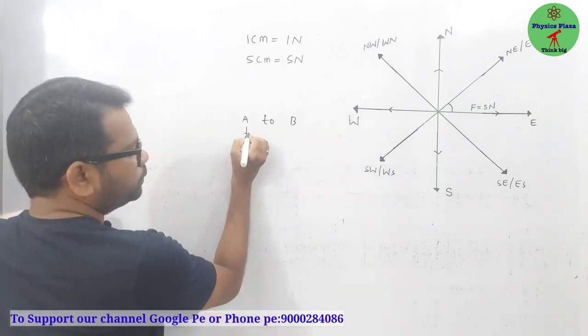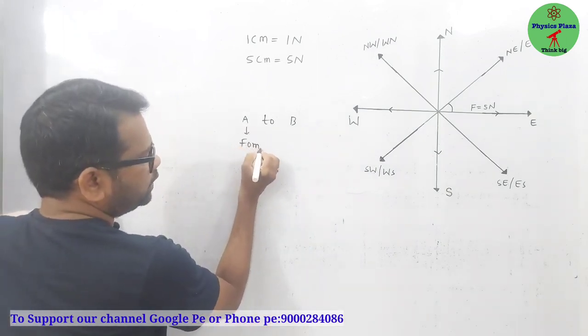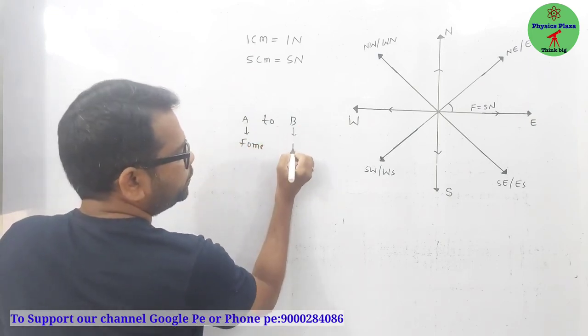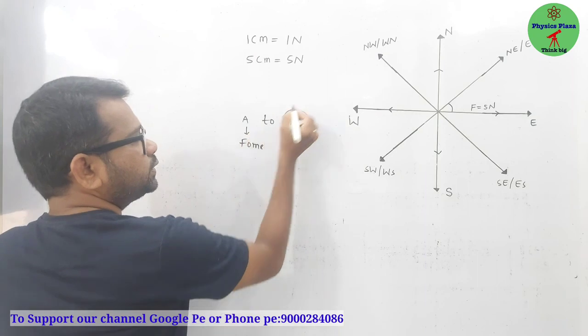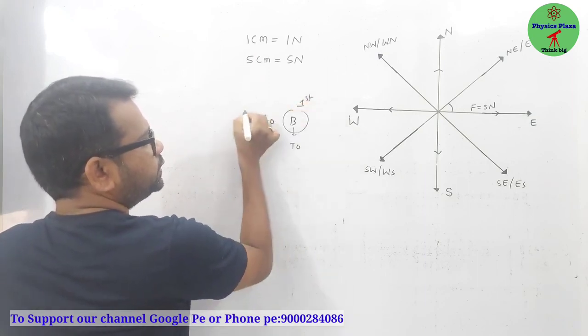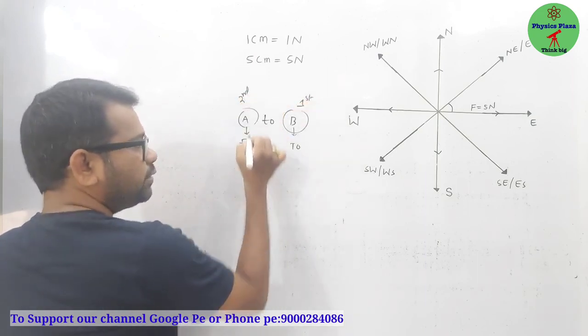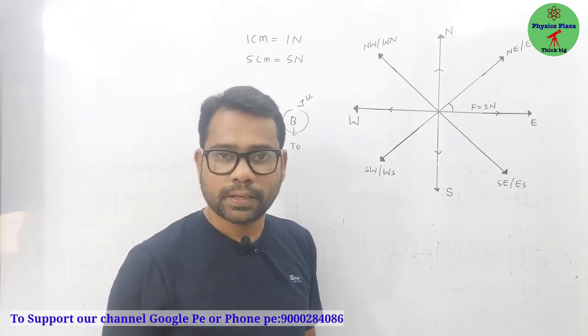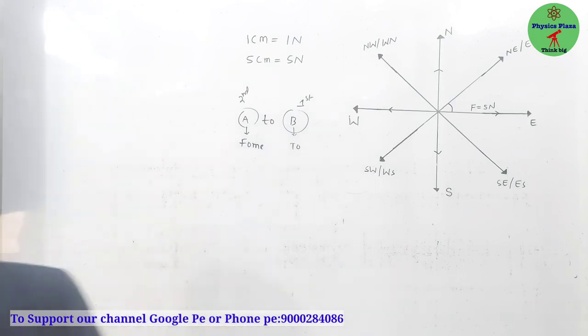So this is from, and the particular person is going to B. So this should come first, and this should come second when we are writing. Even when we are writing the directions of a vector, this is what we are going to follow. Is it clear? Fine. Now let me give you some clarity.